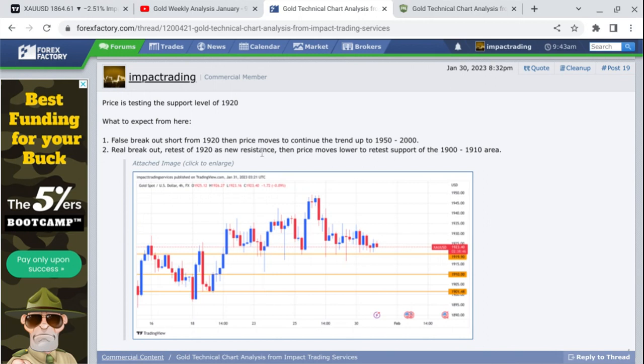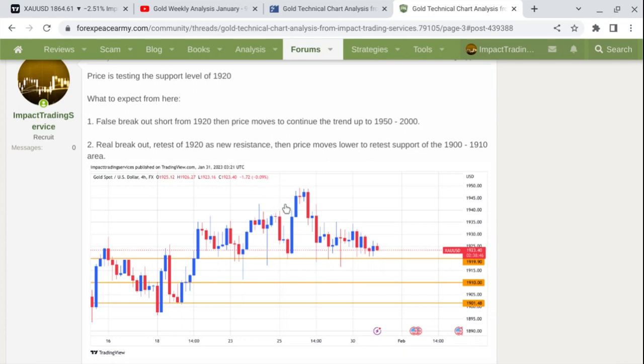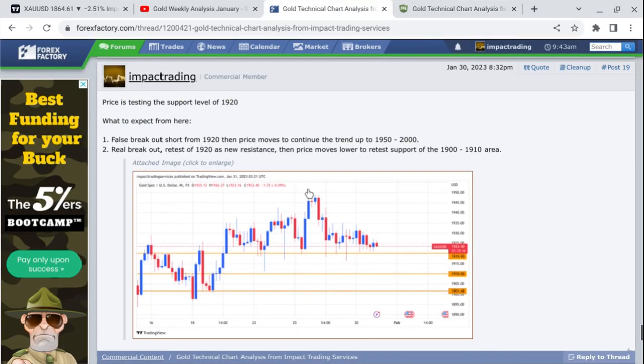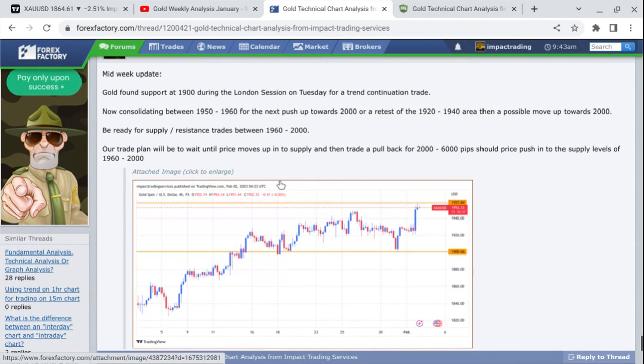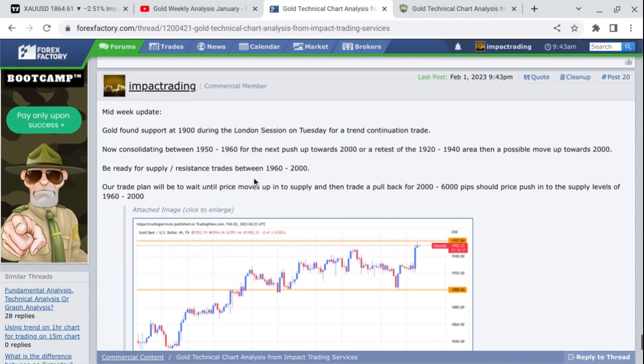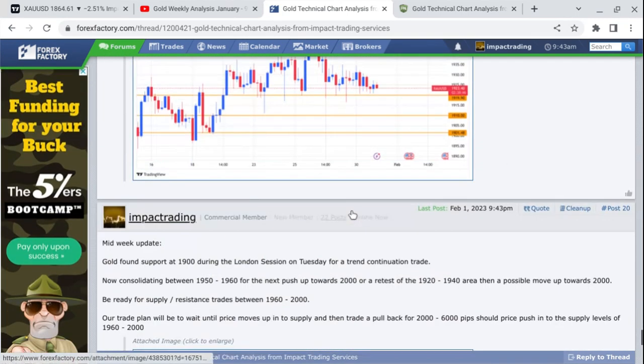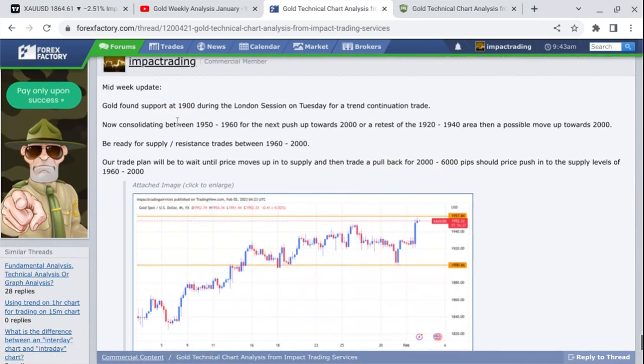So price actually did go retest the 1900, 1910 area. And just so you understand, we did this analysis at the beginning of the week. Price did go retest the new resistance of 1900, 1910, and then move on trend continuation. We posted a midweek update in both of these forums that gold found support at 1900 during the London session on Tuesday. So from the beginning, we said 1900, 1910 for the week, and price did that to the pip. Gold found support from 1900 on Tuesday.